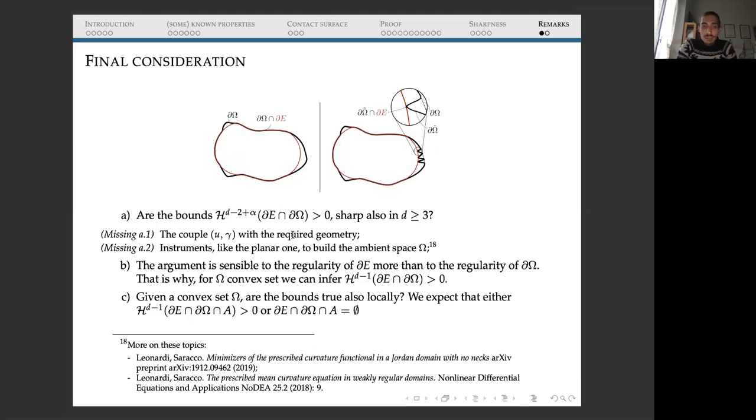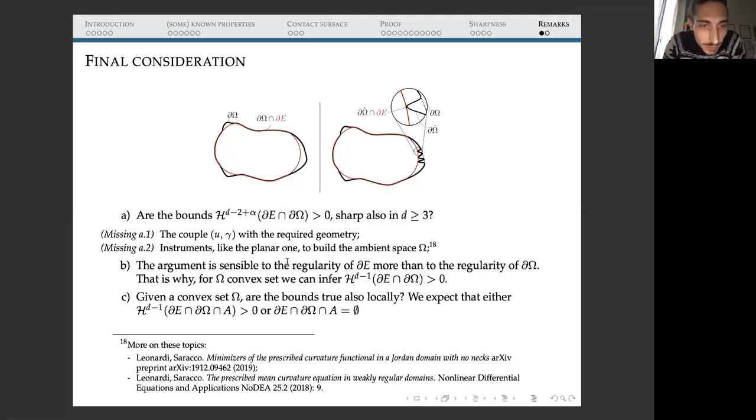the existence of couples (u, gamma), where u is a solution on D minus gamma, and gamma is big in some sense. And they also need to have the required geometry to be surgered together as we did in the planar case. Then the second thing which is missing is that you want to have an instrument to guarantee, once you build E, once you build omega around E, that E is a Cheeger set of omega.